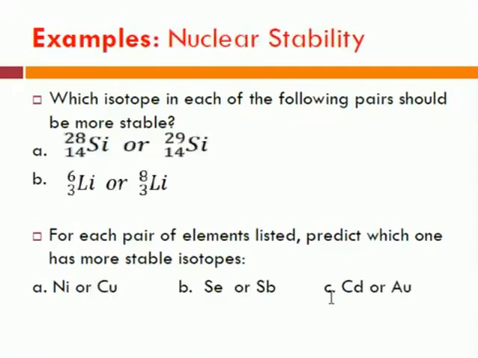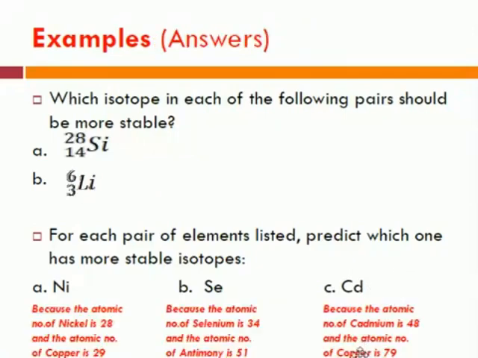Then next is cadmium and gold. Correction: this is not copper, it should be gold. The atomic number of cadmium is 48 and the atomic number of gold is 79. So cadmium is more stable.